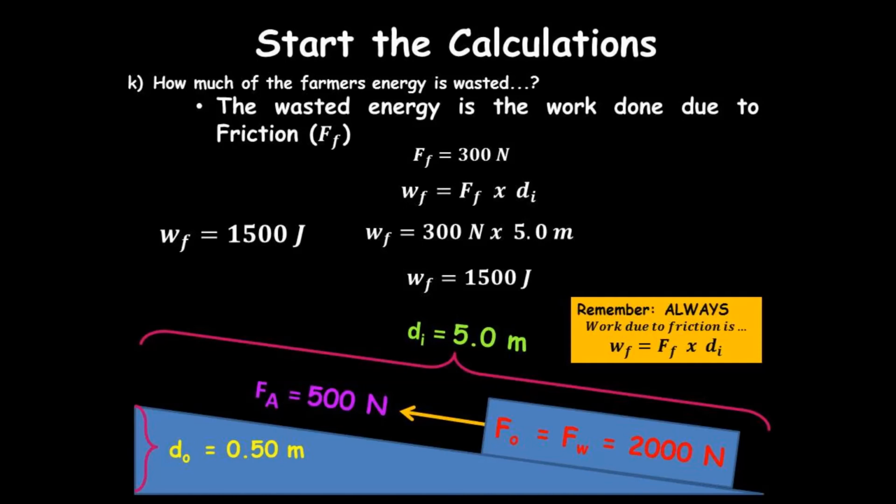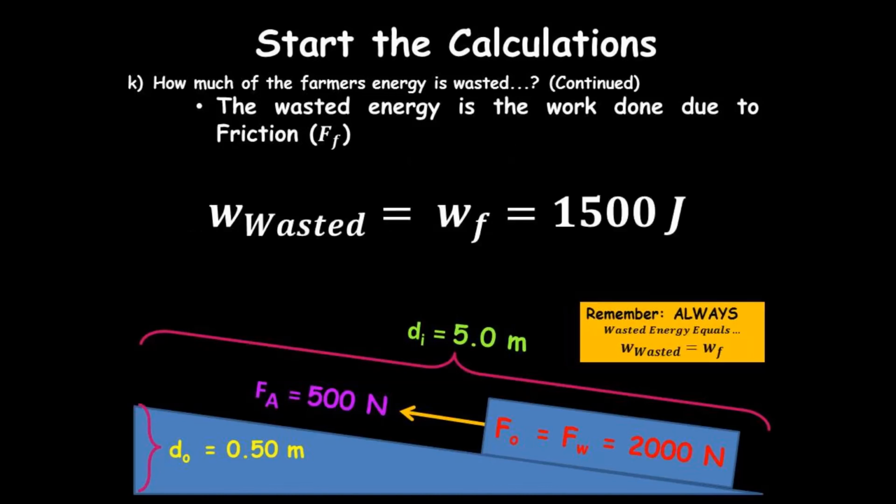And what is the relationship between the work due to friction and the wasted energy? The farmer wastes. Well, it's going to be the same. It's going to be equal. The wasted work is going to equal the work due to friction, which is 1,500 joules. So when you say how much of the farmer's energy is wasted, it's going to be 1,500 joules, and that's going to be the same as the work due to friction. So I hope you see the connection between work wasted, work friction, etc.